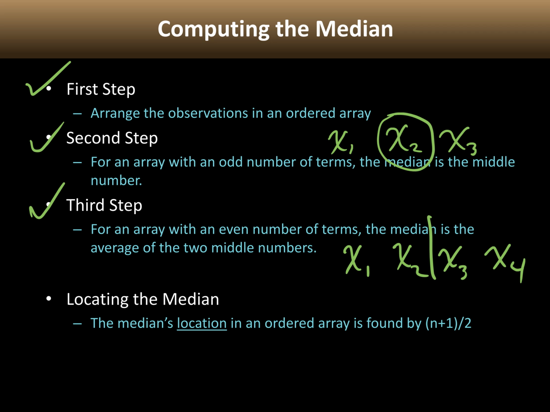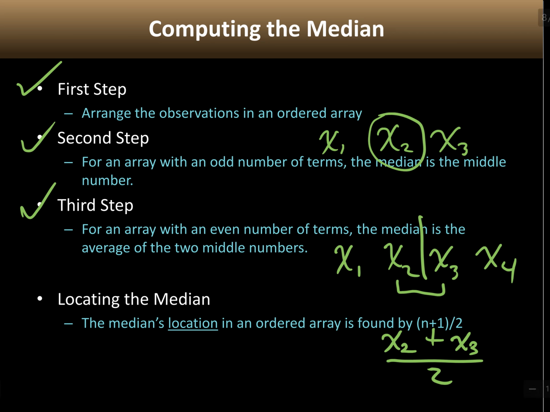We have 2 below that line, 2 above that line, and the median value is going to be the average of x2 and x3. So you would take x2, add that value to x3, and divide by 2. So you will get the average of those two values, and that will equal the median.